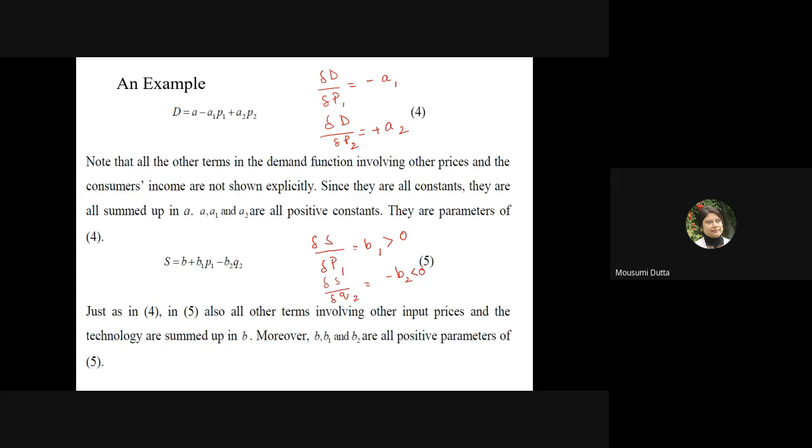Okay, the second thing indicates other input prices remaining constant. If the price of the specific input increases, the supplier will purchase a lesser amount of that particular input. So just as in 4, in 5 also, all other terms involving other input prices and the technology are summed up in B. Moreover, B, B1, B2 are all positive parameters of 5. Any question for these two equations?